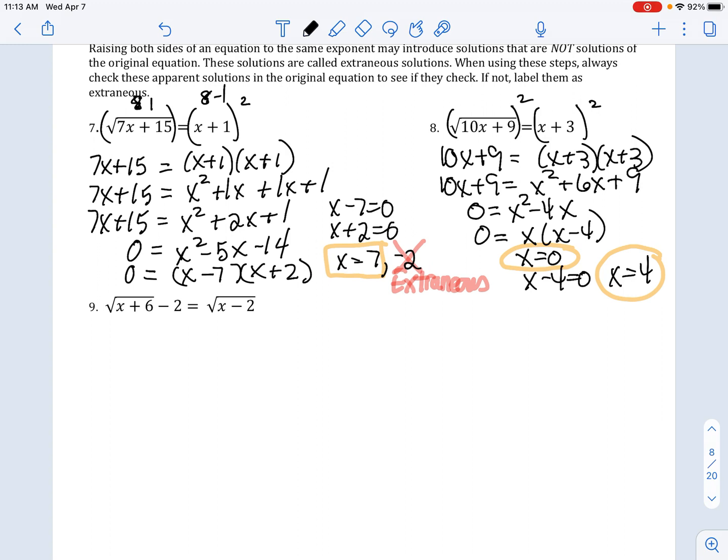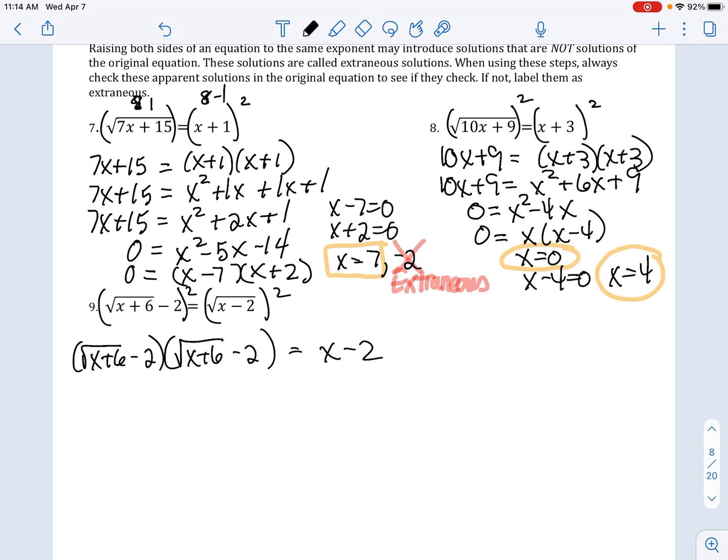All right, last one. We're going to square both sides, but on the left, we can't isolate that radical. So there's a square root of x plus 6, but then there's a minus 2. How do we square that? Well, we do what I said in the previous ones. We write it twice. So square root of x plus 6 minus 2, square root of x plus 6 minus 2 equals, and then of course on the other side it's easy, it's just x minus 2.